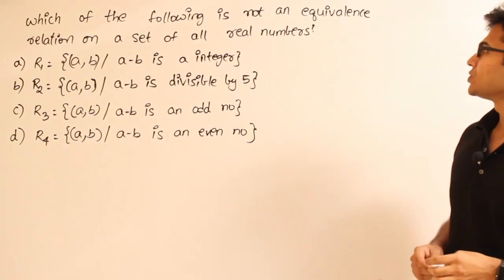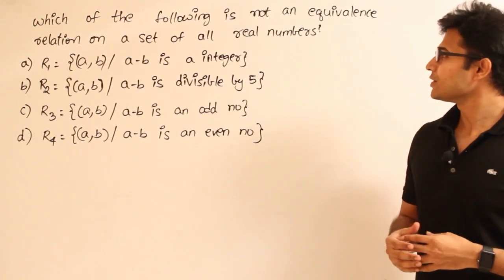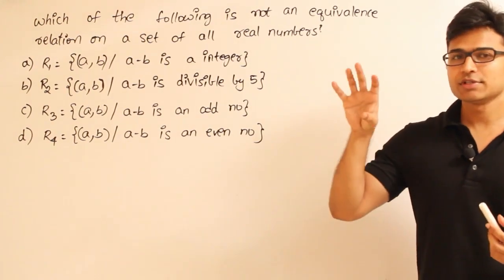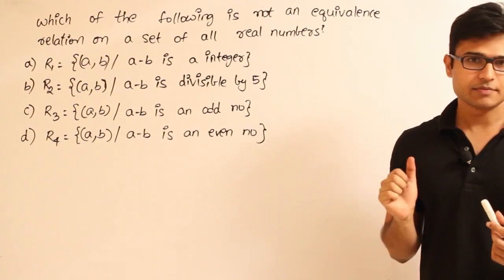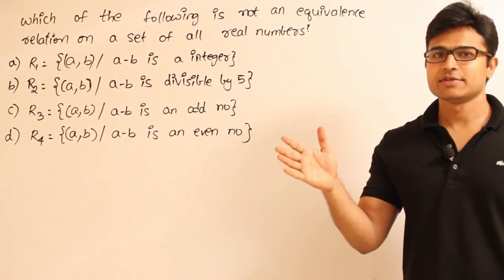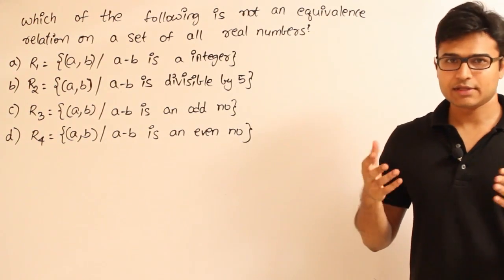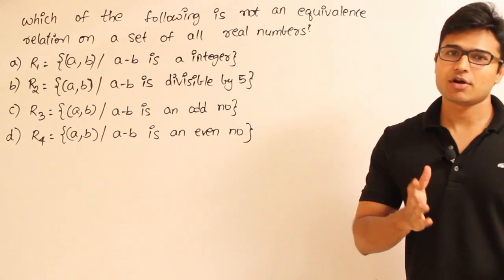See this question, which of the following is not an equivalence relation on the set of all real numbers? So they are talking about the set of all real numbers. Using the set of all real numbers, we are forming a relation. So what does it mean? If you take the set of all real numbers as capital R, then you take R cross R. Then we are talking about the relations which are possible from R cross R.